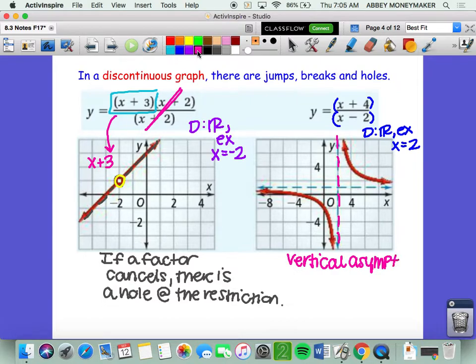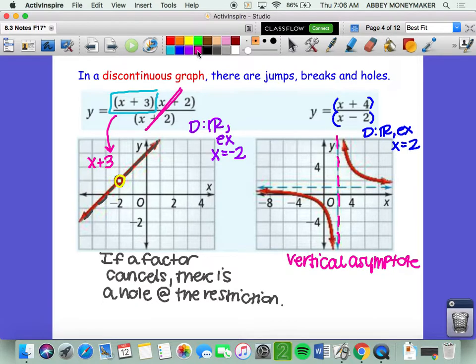And we just got done talking about vertical asymptotes in 8.2. Remember, it's like that invisible dog fence, right? You can get insanely close, but you're never going to cross it. It is its own boundary.